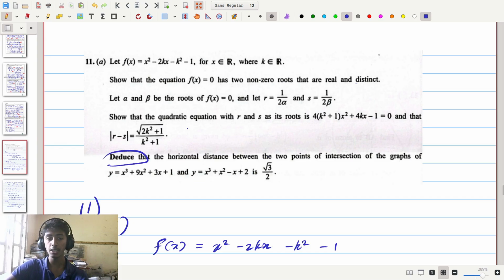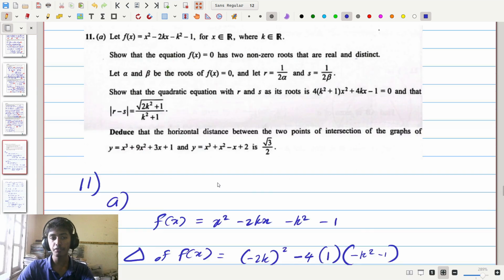Now when they say deduce, it's likely that what you've already done so far is going to be helpful in finding this. So we're going to be on the lookout for equations of the form 4 times k squared plus 1 x squared plus 4kx minus 1 equals 0, because that will likely lead us to a solution that's going to involve this equation that we just derived here. That's how they work. Generally, when you have some formula that you have to derive and then they say deduce something, you're likely not going to have wasted any effort, because the formula that you just derived is going to be crucial in solving this question.